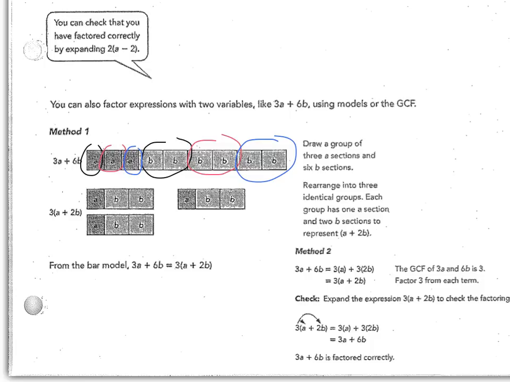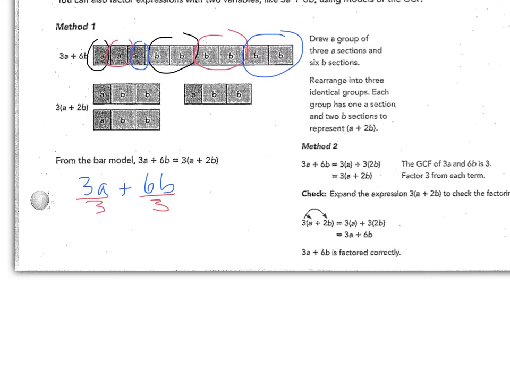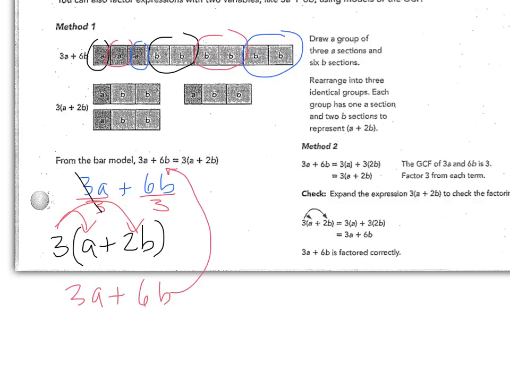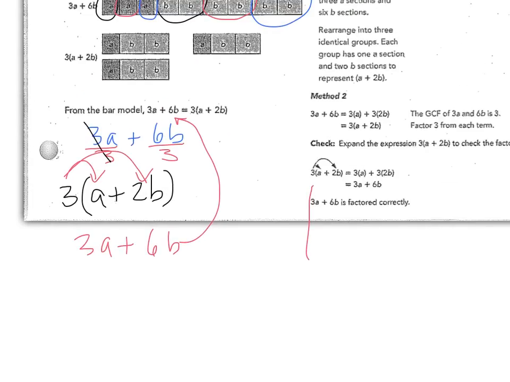Now if we do it algebraically, we have 3a plus 6b. Again, we can take a group of 3 out of each of those, so we're going to divide all of that by 3. So 3 is coming out. 3 divided by 3 is a, and 6b divided by 3 is 2b. And if we go back and rework it opposite, using the distributive property, 3 times a is 3a, 3 times 2b is 6b, and you go back to the original problem so you know that you did it correctly. That's the answer.